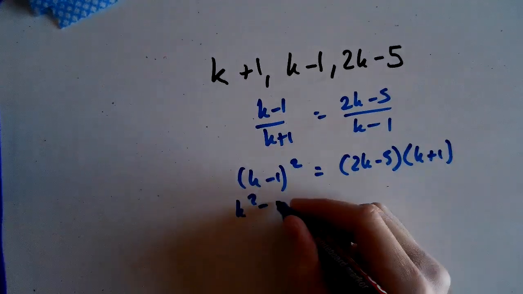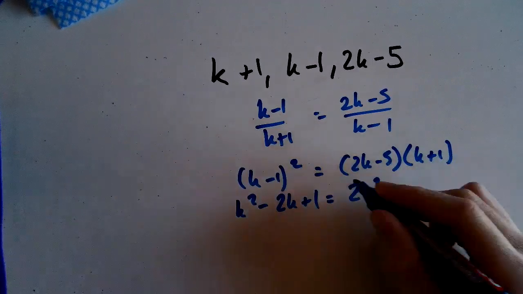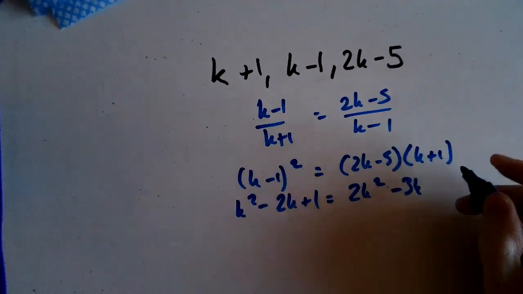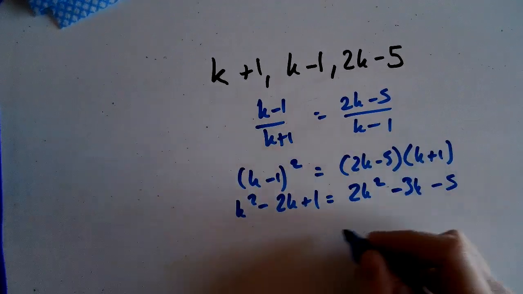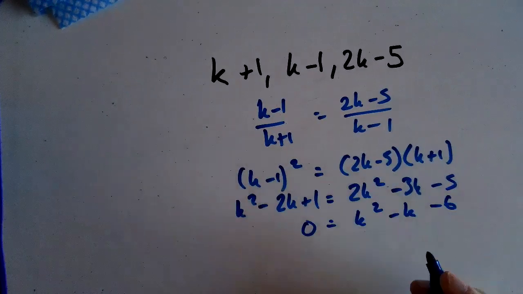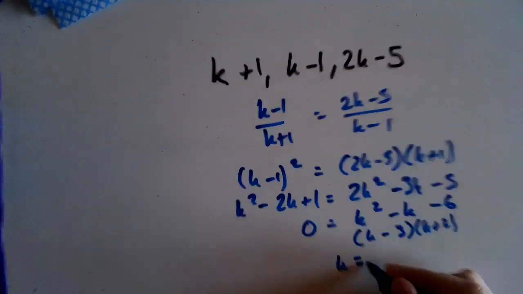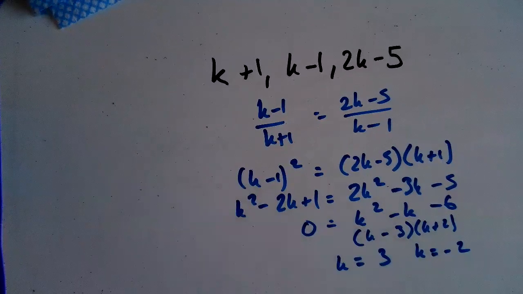Expand, so k squared minus 2k plus 1 is 2k squared minus 5k plus 2k, so it's minus 3k, minus 5, take everything to one side, so k squared minus k minus 6, solve that, so k minus 3, k plus 2, so k is 3, or k is minus 2, and it says find the sum to infinity of the sequence. Okay, well the sum to infinity means that the common ratio has to be between minus 1 and 1. So let's look at what the sequence looks like if k was 3.